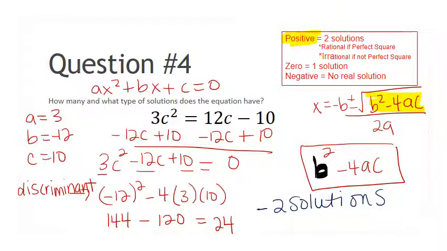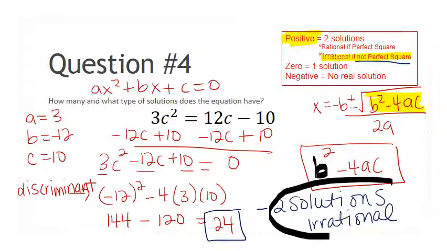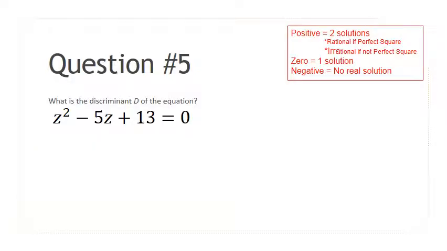If they're rational, then this answer would be a perfect square. But if we take the square root of 24, we get a decimal. So it's not a perfect square. So if not a perfect square, it's going to be irrational, which is the case for the number 24. So we know it's irrational because it's not a perfect square. So my answer: two solutions that are irrational. All right, so that wraps up question number 4. Let's move on to 5.